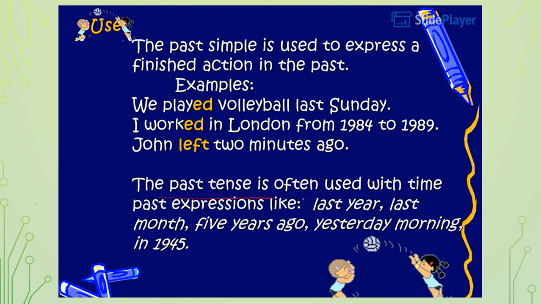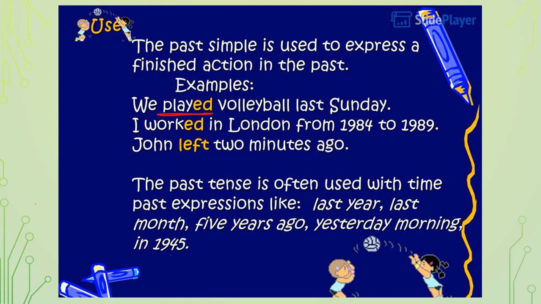The past tense is often used with past time expressions like last year, last month, 5 years ago, yesterday morning, or in 1945. So other than verbs, students, in order to understand whether the sentence is written in the present tense or in the past tense, sometimes a blank is given here. The verb is not given. You have to write the verb.